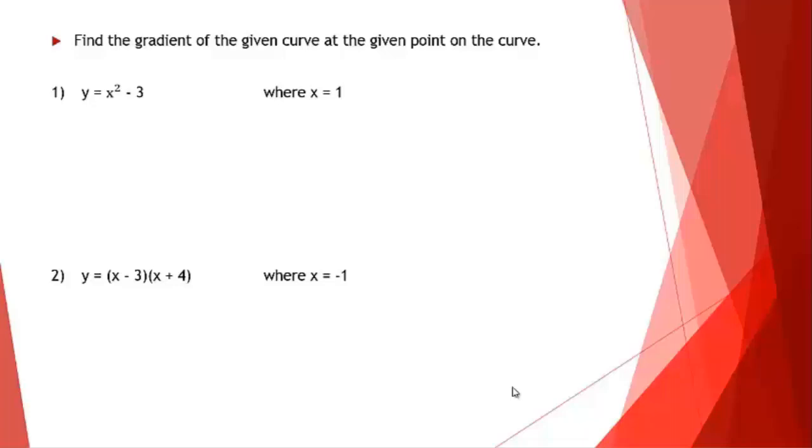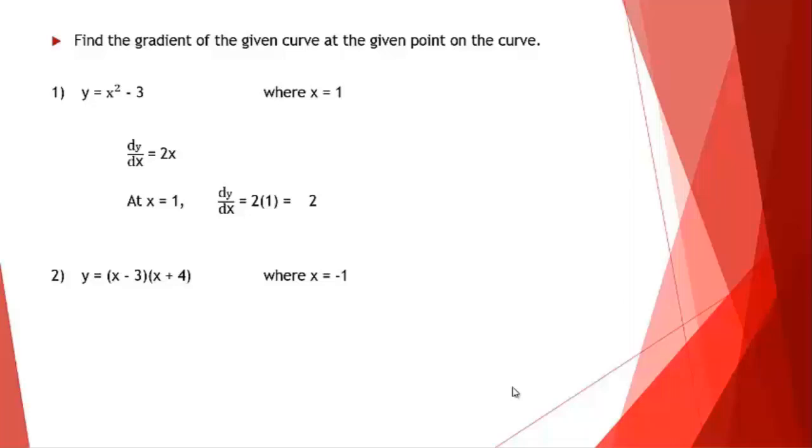So if you work out the first question, we get dy by dx equals 2x. The point is at x equals 1, so therefore dy by dx equals 2 times 1, which is 2. So we can say the gradient of the given curve is 2 at the given point where x equals 1.